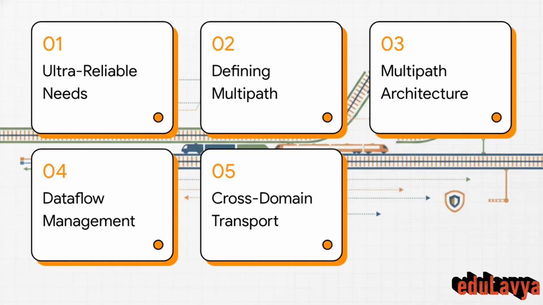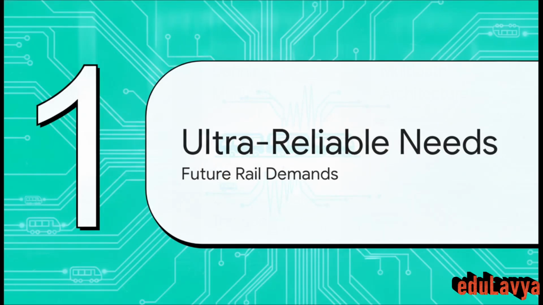So here's our quick roadmap for today's explainer. We'll start with the need for ultra-reliability, then move into defining FRMCS Multipath. From there, we'll map out the multipath architecture, get into the weeds of data flow management, and finally wrap up with cross-domain transport. Let's kick things off with Section 1, the need for ultra-reliability.